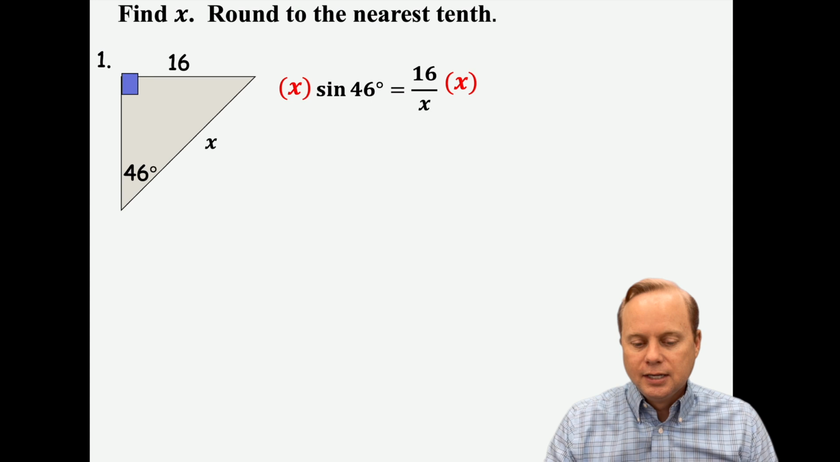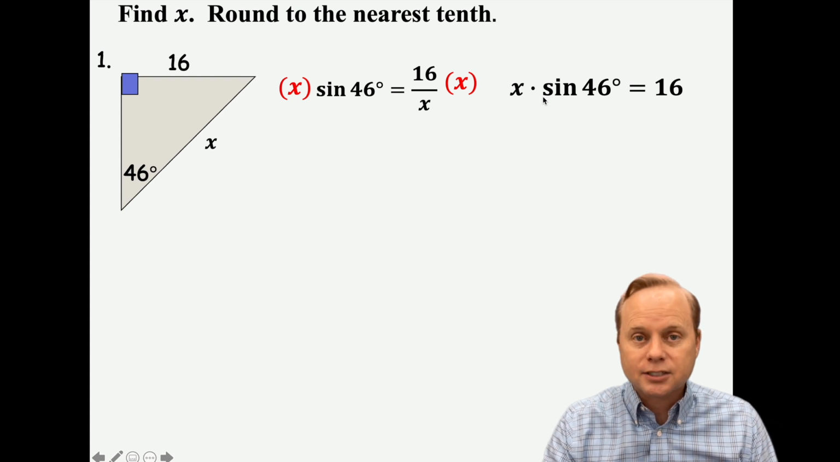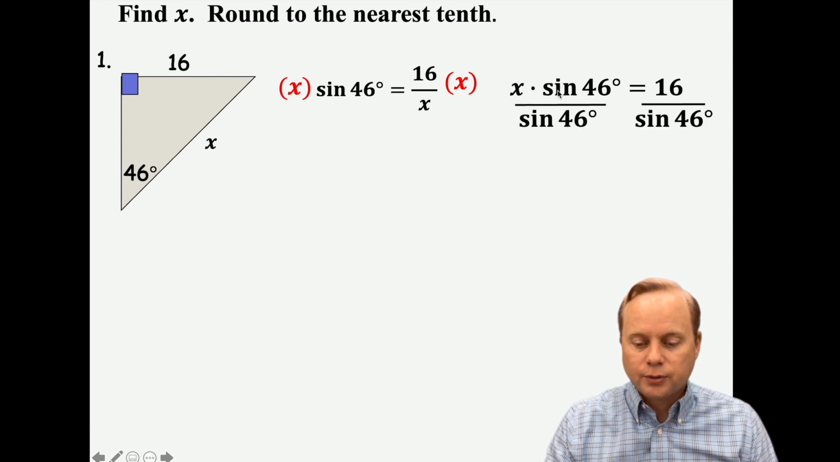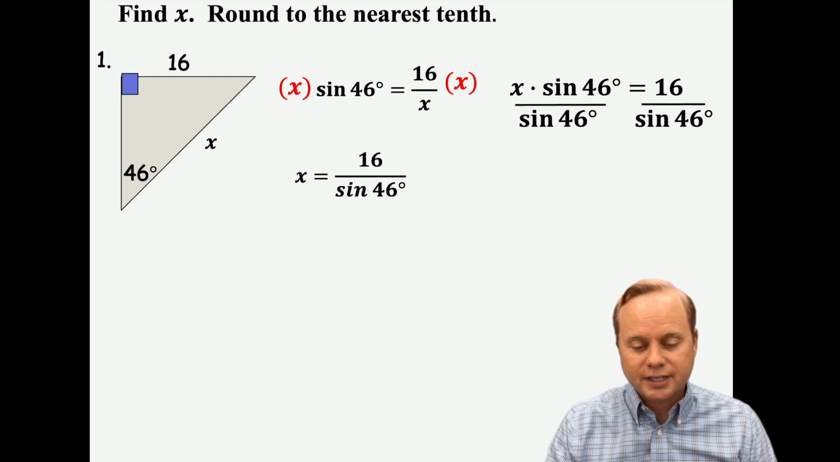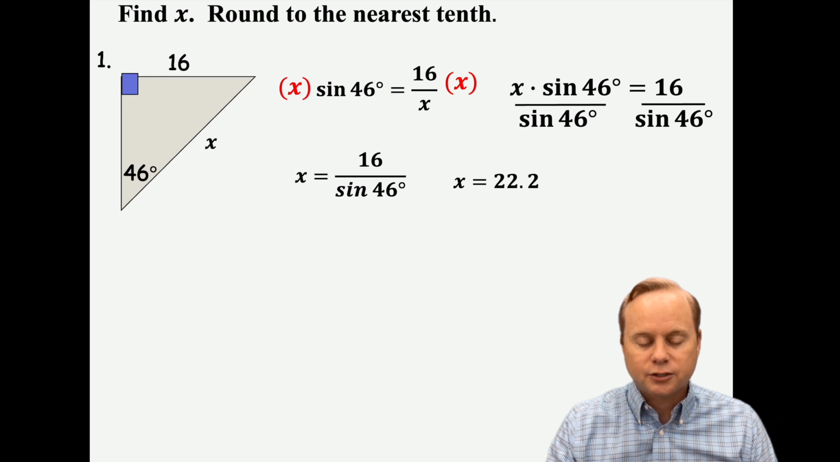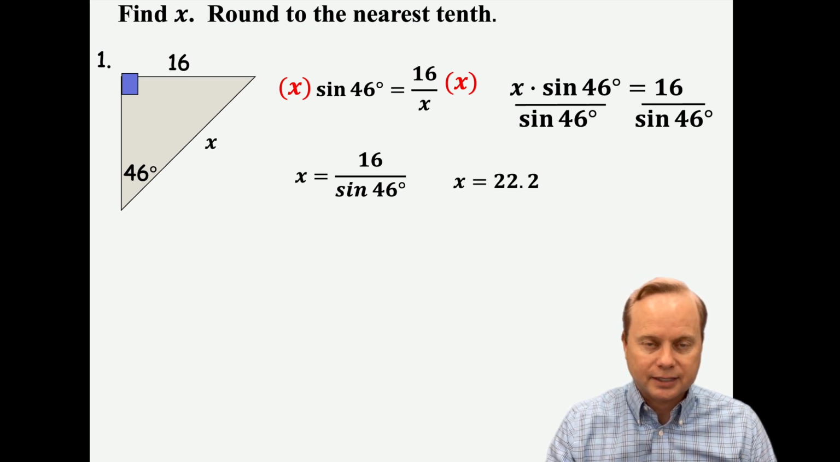When I do that, I end up with x times sine 46 is equal to 16. Well, if I want to get x all by itself, the opposite of multiplication is division. So now I divide both sides by sine 46. So x is equal to 16 divided by sine 46. And you're going to type that into your calculator, just like you see it, right? Do the 16 divided by sine 46. You end up with 22.2. It did ask you to round it to the nearest tenth.